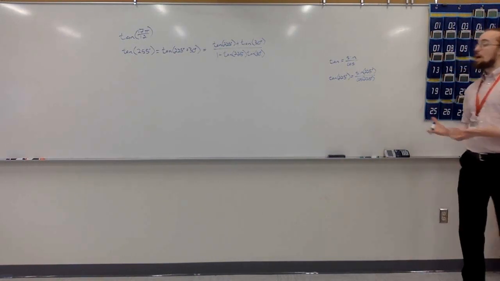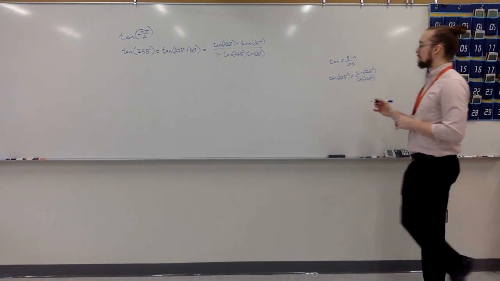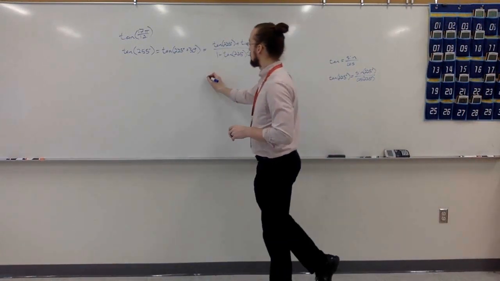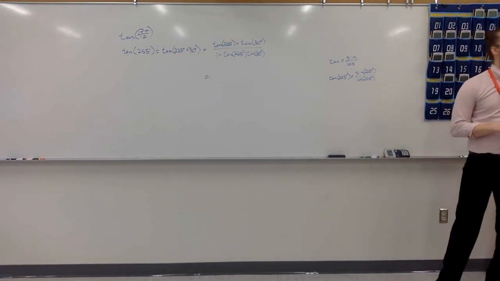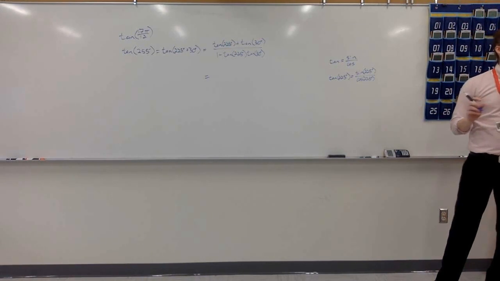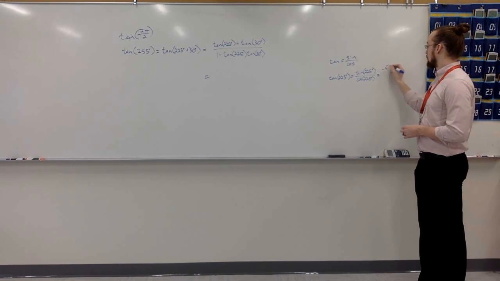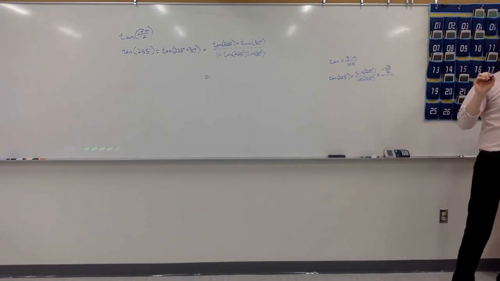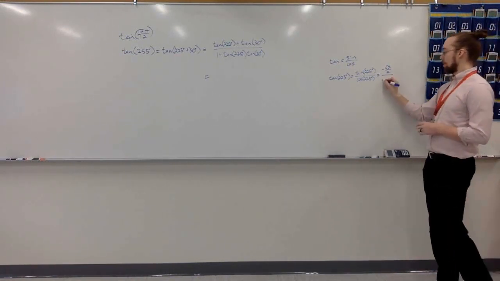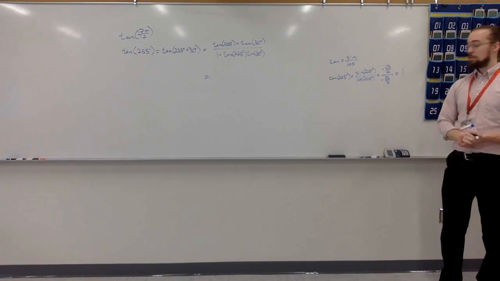What is the sine of 225? Negative square root of 2 over 2. And the cosine? Also negative square root of 2 over 2. So the tangent of 225 is just 1.